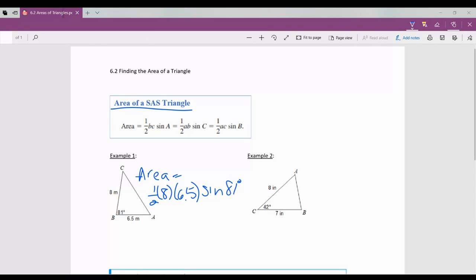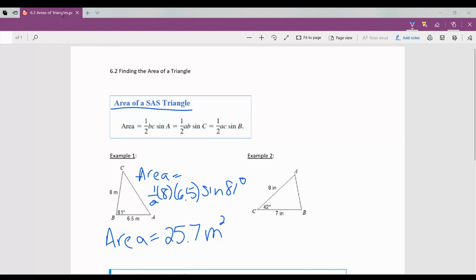We'll round to the nearest tenth, so the area is equal to 25.7. And since we're given units this time, area is in units squared, so this is meters squared. I realize right now that my squared and my degree symbol look awfully similar, so let's try that again. A little aggressive degree symbol there.